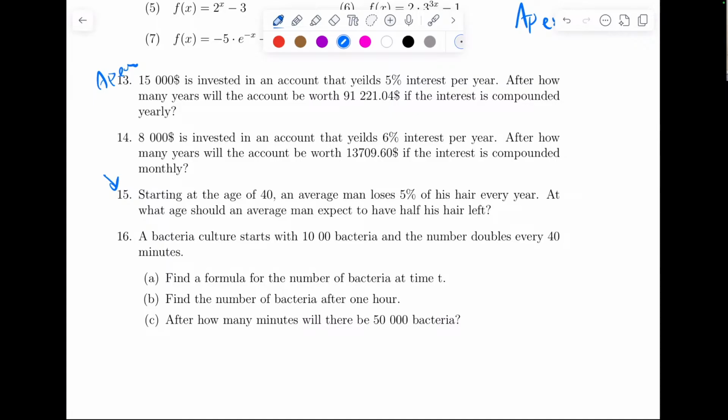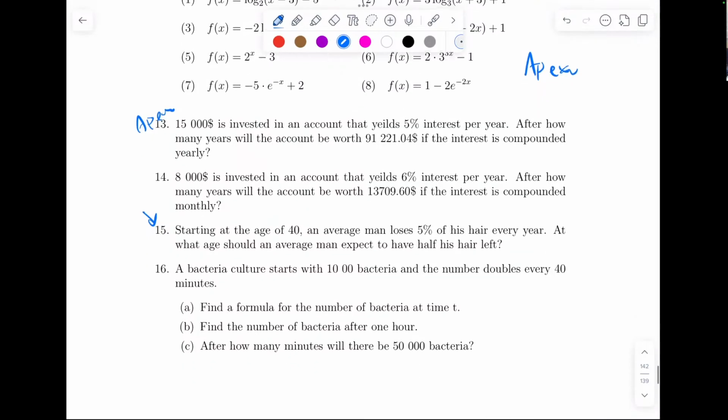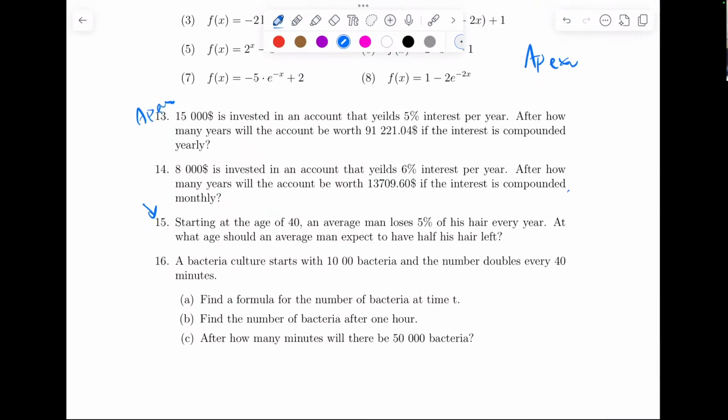Okay, so you want me to show you how to do it first for the 14? Wait, can you show us? So in 14, you will have 8,000 to start out, times 1 plus 0.06 to the what? 4? No, monthly is 12. To the 12t, is equal to what?